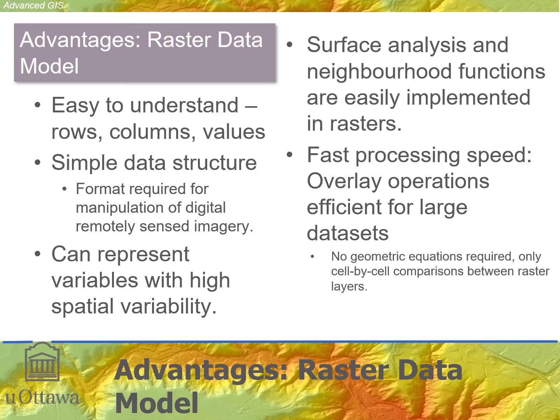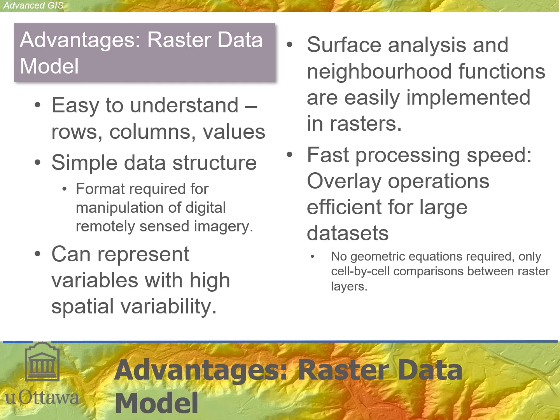In vector data, the equivalent would be a TIN, a triangular irregular network, to try and represent a continuous variable in vector, and those are unwieldy to work with. In raster, we can undertake surface analyses, neighborhood functions, zonal functions, etc., and they're easily implemented in rasters because of the simple data structure of that regular square tessellation.